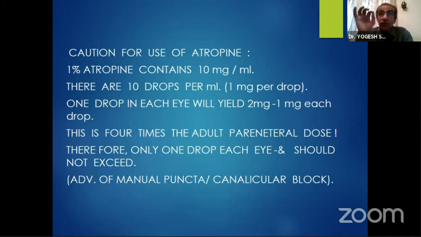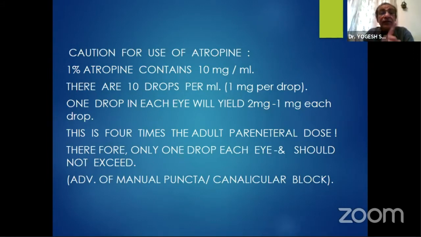That means if you put 1 drop in the eye, you are putting 1 milligram per drop, because there are 10 milligram in 1 ml, 10 drops. 1 ml contains 10 drops. So that means one drop contains 1 milligram. So 1 drop, when you are instilling in the eye of a child, you are instilling 1 milligram. Now 1 drop in each eye yields 2 milligram. Now listen carefully. If you put it in both eyes, it is 4 milligrams.